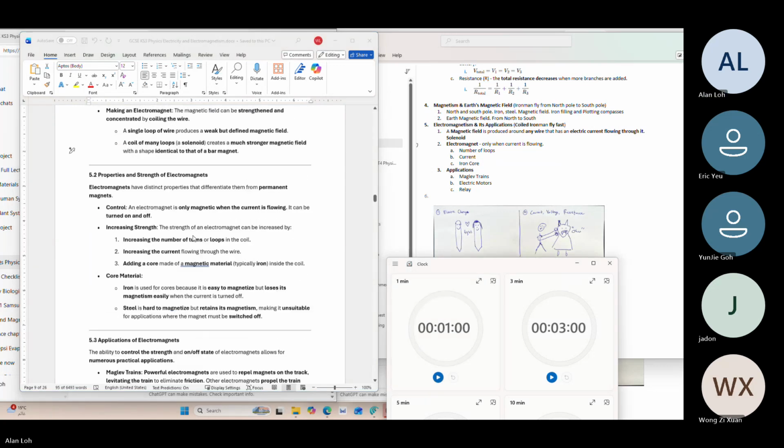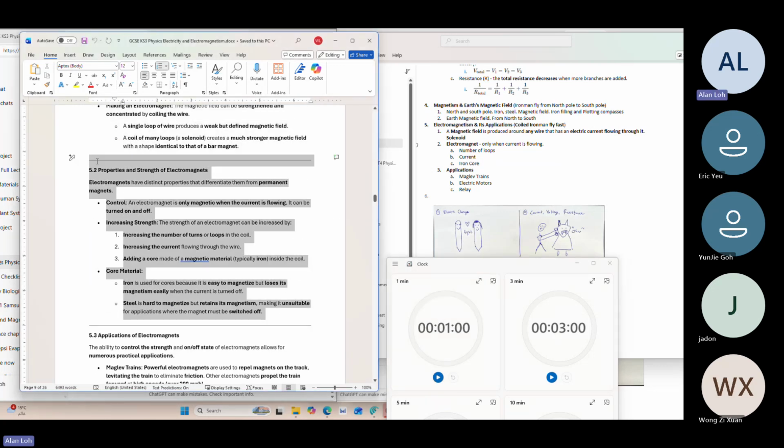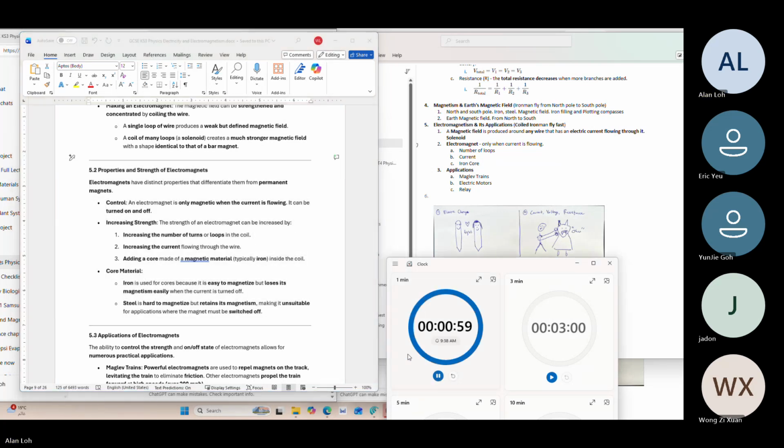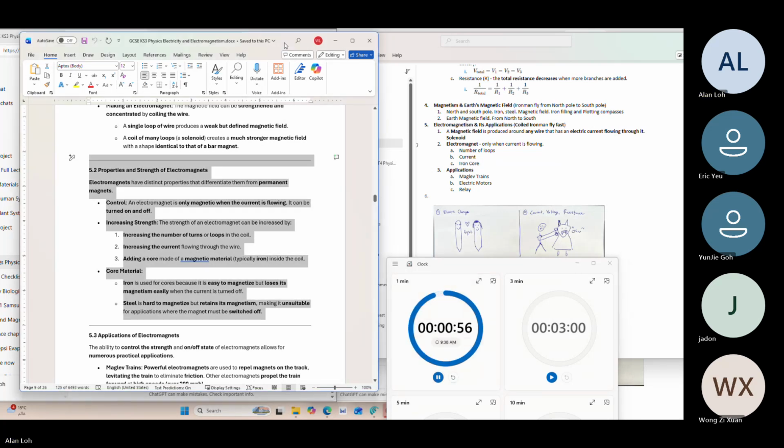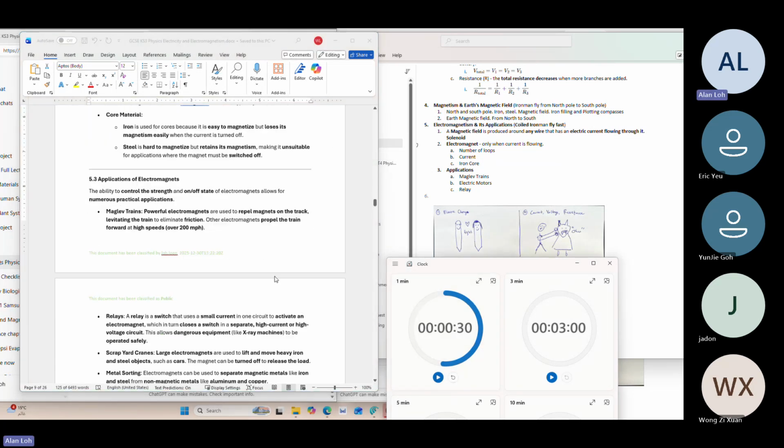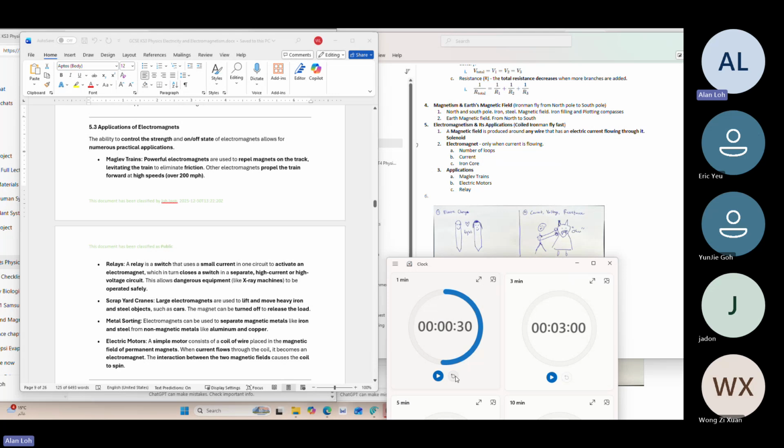Okay, 5.2. Let's start now. The coil Iron Man. Okay, last one, 5.3. Start now.